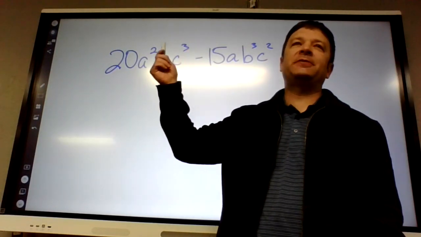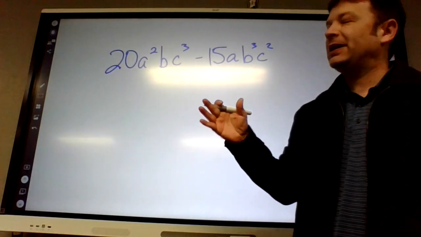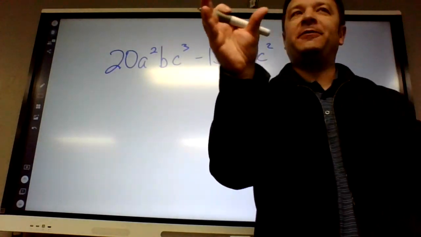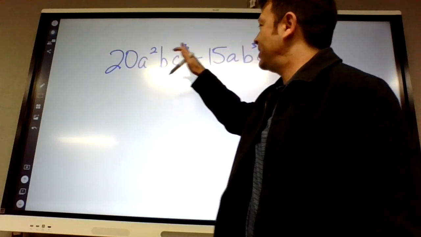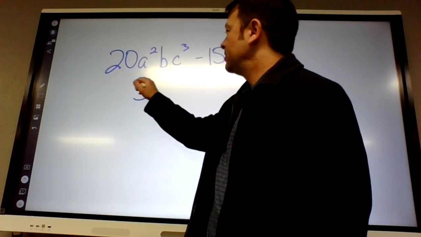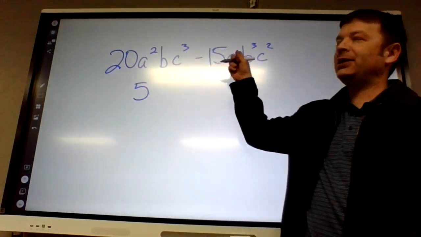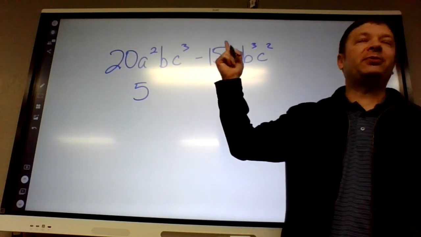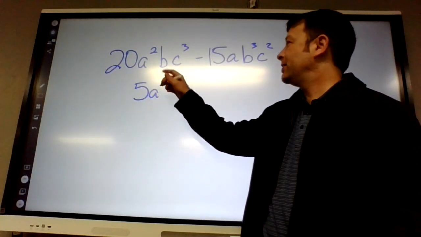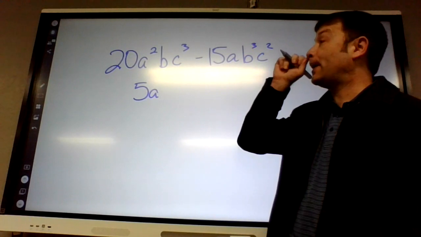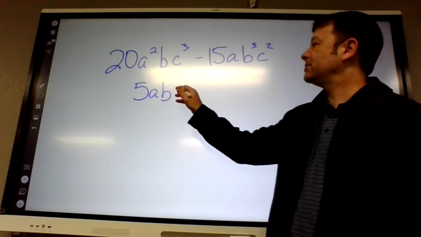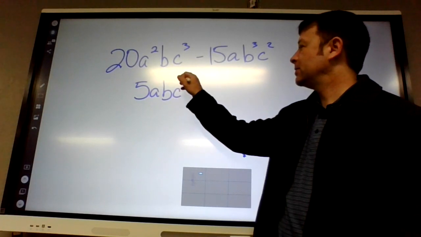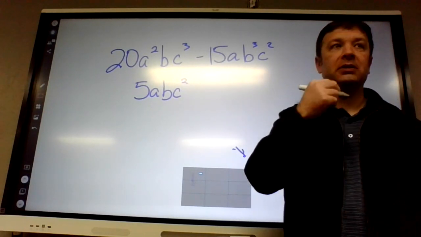Well, everything this chapter is factoring. Yesterday's is factoring because you're breaking it up into factors, but it's called take stuff out. So what goes into 20 and 15? 5. What goes into a squared and a? How much can we take out of a squared and a? 1a. How many b's can we take out? 2. How many c's can we take out? 2.